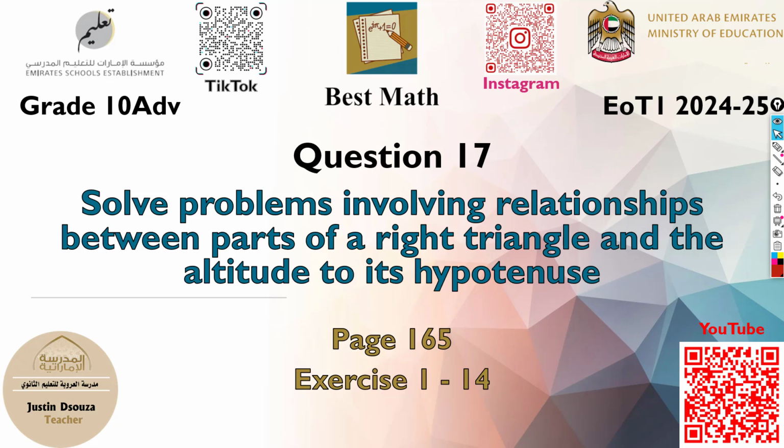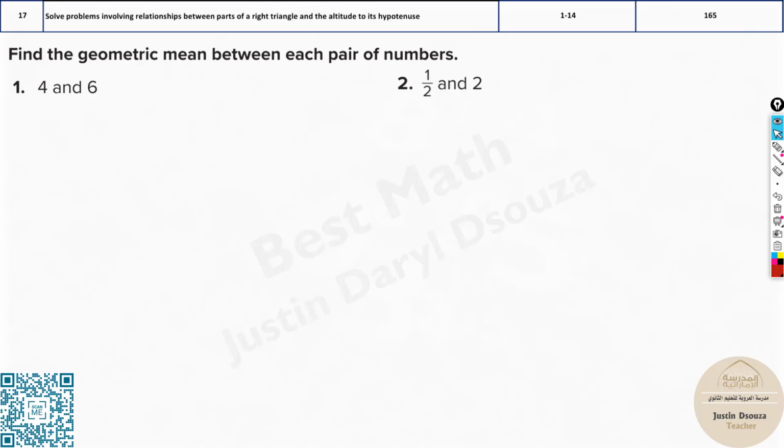In question 17, we will solve right triangles and use the relationship between its altitude and hypotenuse. Here, first we will start with geometric mean. Geometric mean is a very simple formula. It's given as the square root of a times b. So you can consider these two terms as a and b, and x will be that.